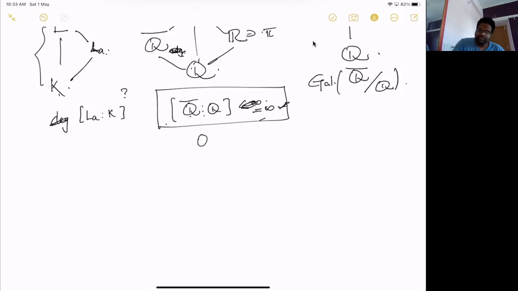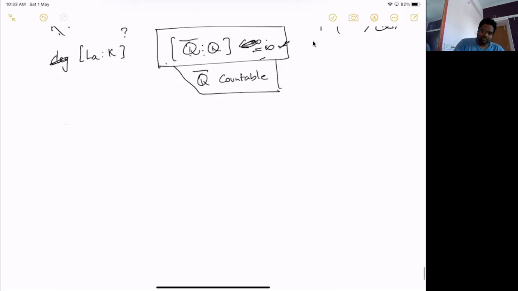And the next question is, is Q bar countable? Anderson's theorem says yes, Q bar is a countable field. R is uncountable. So how about finite extensions?